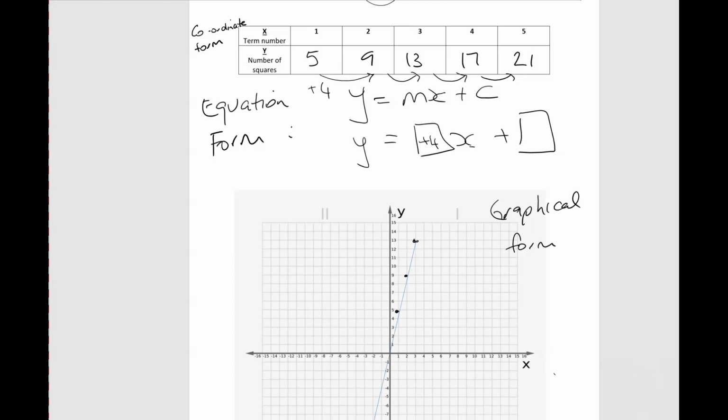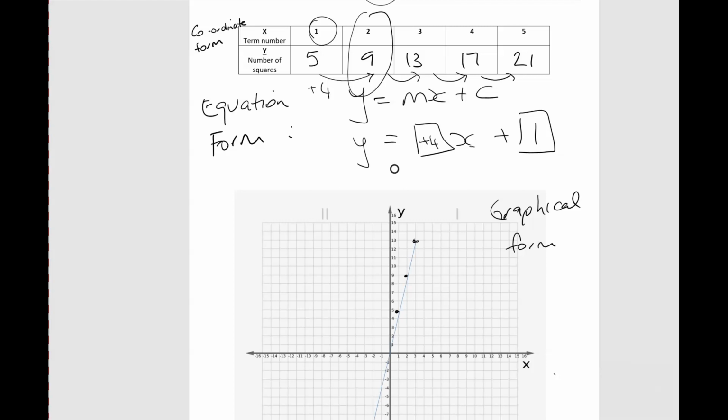So if I'm going to take our x and I'm going to multiply it by 4, I need to do something to then get 5. So 4 times 1 gives me 4. I'd have to add 1 to get 5. If I test that on my next one, on 2, 4 times 2 gives me 8, plus 1 more gives me 9.